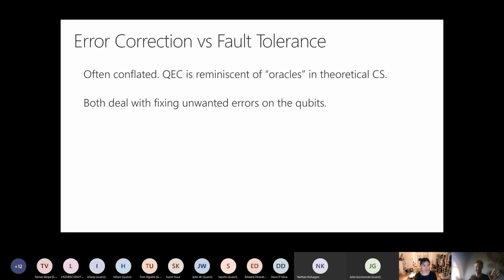But quantum error correction is kind of an ideal setting, and it's where we come up with toy models, essentially, for what we really want to do. Fault tolerance is really what we actually want to build. We want to build quantum computers that are fault tolerant.